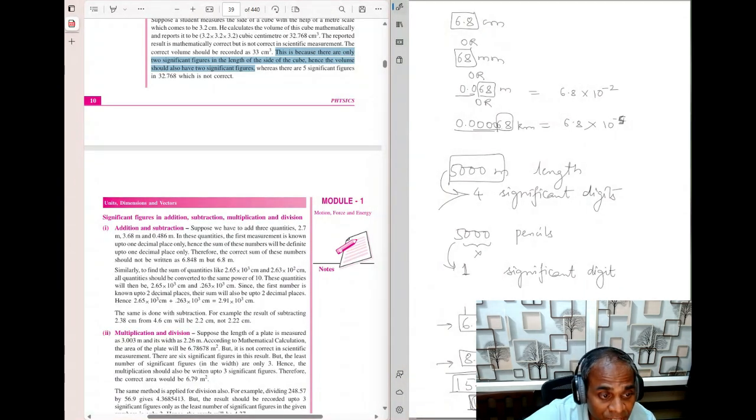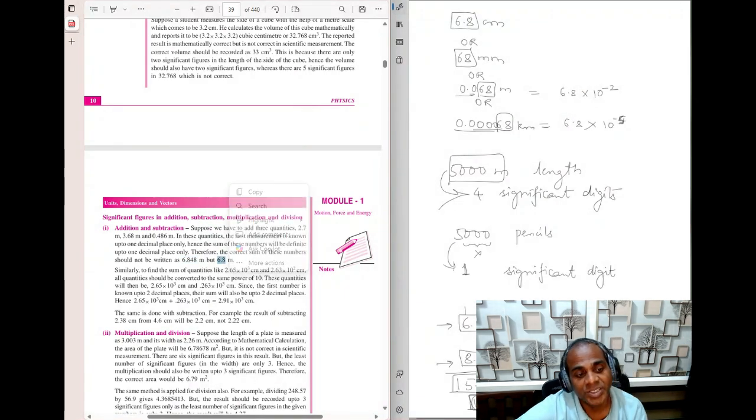That's what is explained here also. If we add three quantities, one is 2.7 meters, which has two significant digits. One is 3.68 meters, which has three significant digits. One is 0.486 meters, which also has three significant digits. The final answer after addition should be rounded off such that it has the minimum number of significant digits, that is 2. So the answer we get is 6.848, but this much precision is not correct. We need to round it off so that there are two significant digits, that is 6.